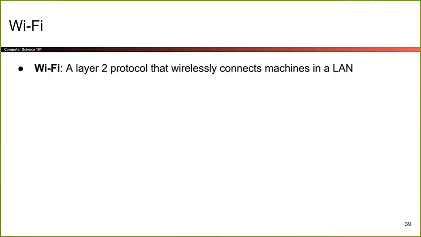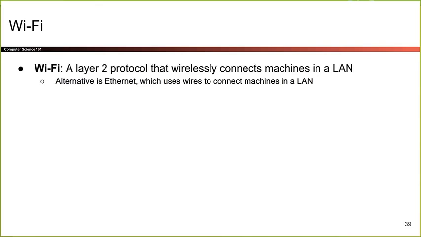So as we said, there are lots of different ways to connect machines. We can use wires or radio waves or something. And Wi-Fi is the wireless version of the layer 2 protocol. The alternative you might have heard of is Ethernet. So that uses actual wires to connect machines. So if anyone still has an Ethernet port on their computer, that is the other common layer 2 protocol.